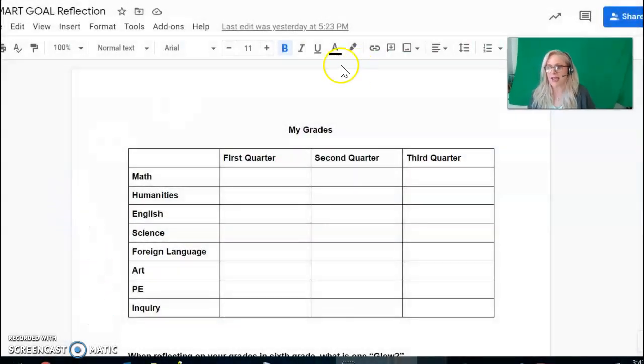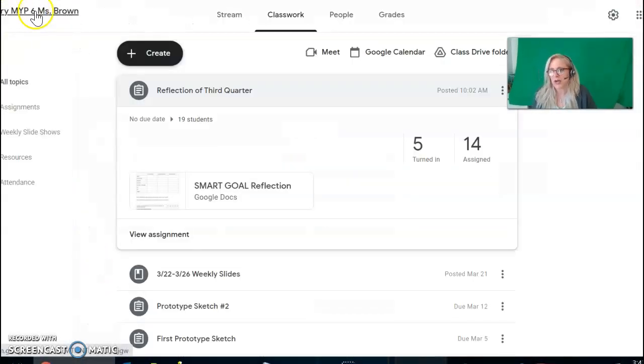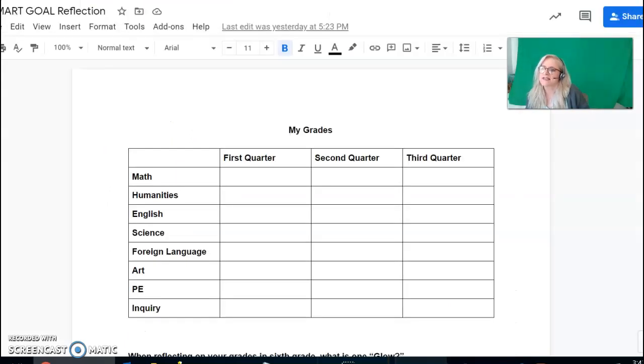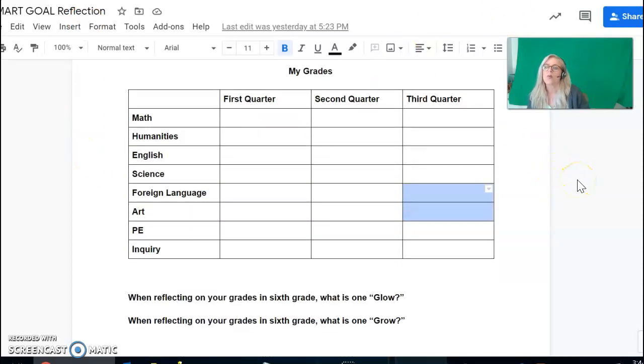If we look in our inquiry class and in the classwork, we can see our SMARCL reflection right here. This video will be attached to this assignment when it is done. This is what the SMARCL reflection looks like. So what you're going to do is go into student view and look at your report card and write down your grades for first quarter, second quarter, and third quarter. Your foreign language and art might not have posted yet for third quarter, so these two squares might be blank, but the rest of it should be completely filled out.